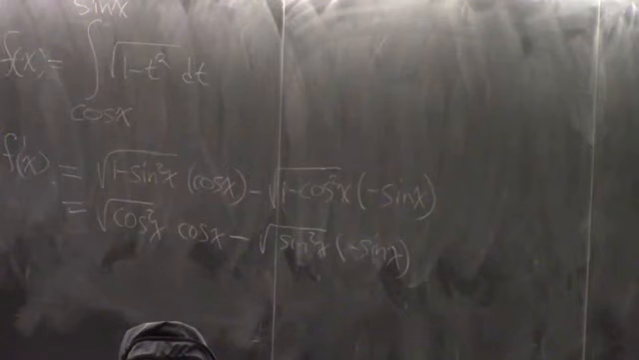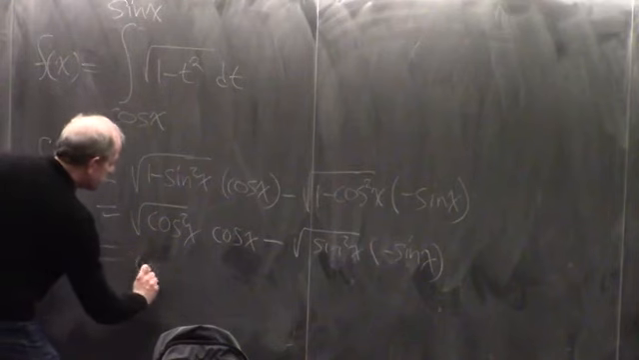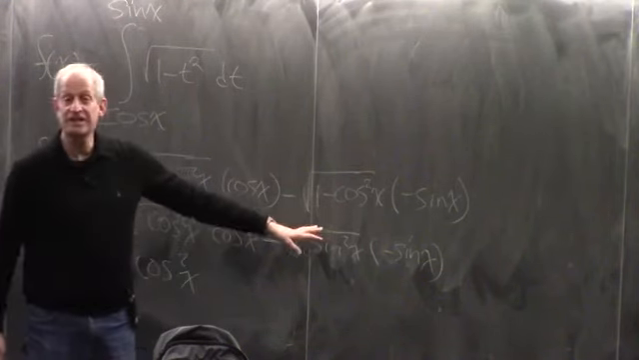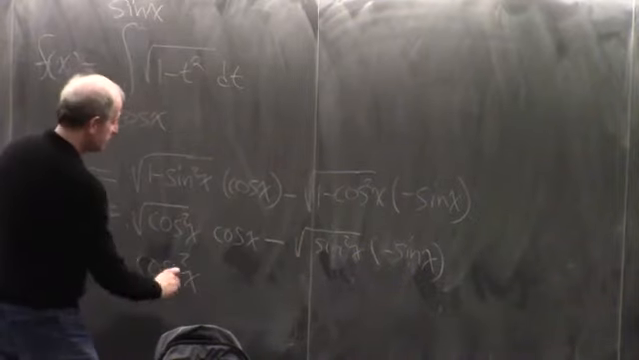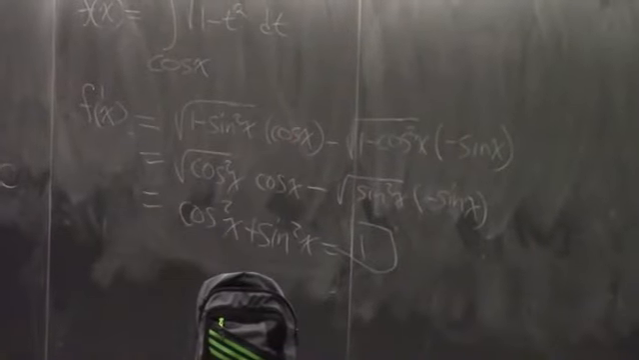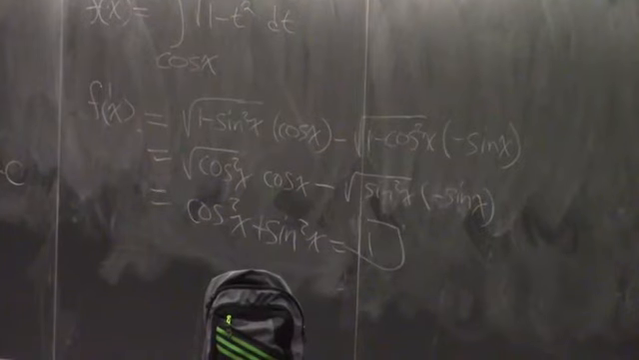And what's the square root of cosine squared? Cosine. And cosine times cosine is cosine squared. Square root of sine squared is sine. Sine times sine is sine squared. This becomes plus sine squared, cosine squared plus sine squared equals 1. So it doesn't matter what number you plug in, you're going to get 1 no matter what you do. Isn't that annoying?